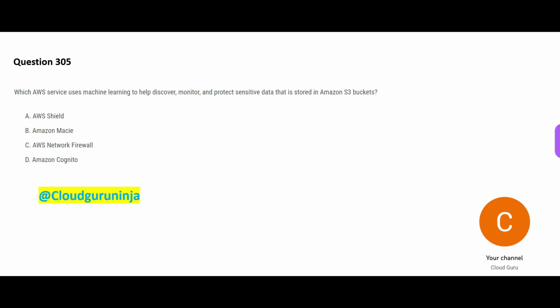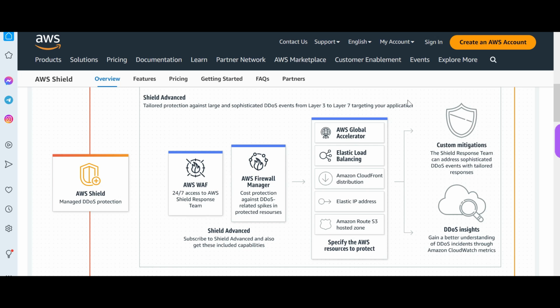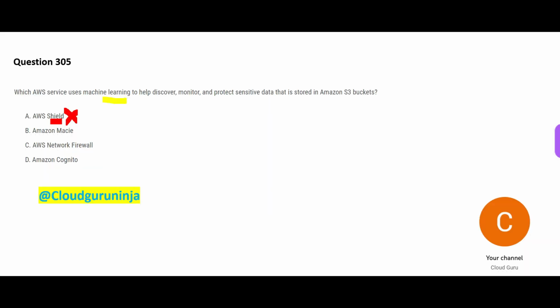So this is the next question, and here they want to know which service makes use of machine learning. That means in the background, it uses machine learning, but you don't come to know that it uses machine learning. If you see option A, Shield is a security solution. It is used for DDoS protection. It does not have an ML code behind to help with some of the cognitive skills. So Shield is wrong. Then we have Network Firewall.